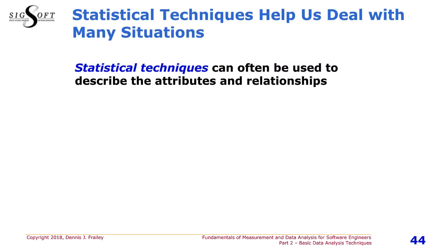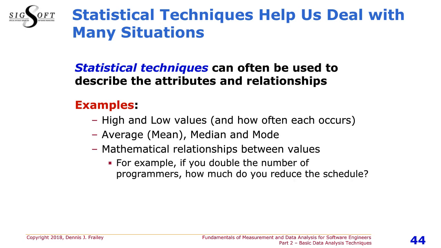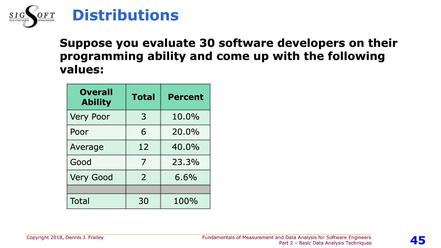Now, statistical techniques are often used to help us describe attributes and relationships. We can determine high and low, we can compute averages, we can compute mathematical relationships like if you double this, what is the effect on that? And of course, last time we talked about the importance of making sure you have the right scales before you can do some of these things. We can also determine patterns. These are all things we can do with statistics. And one of the most important things we have to look at before we use statistics is the distribution of the data.